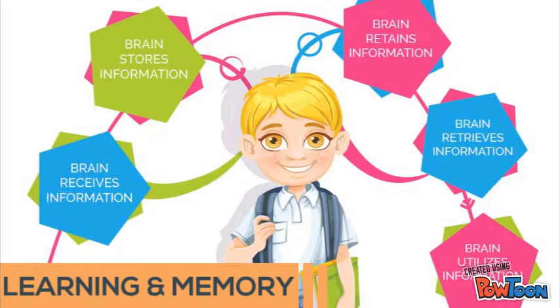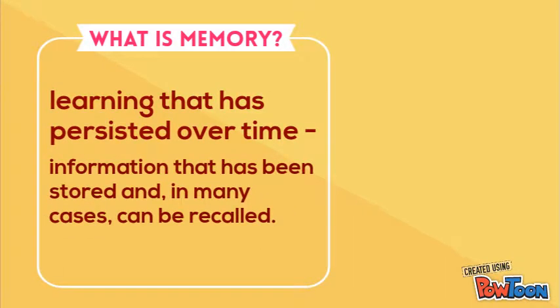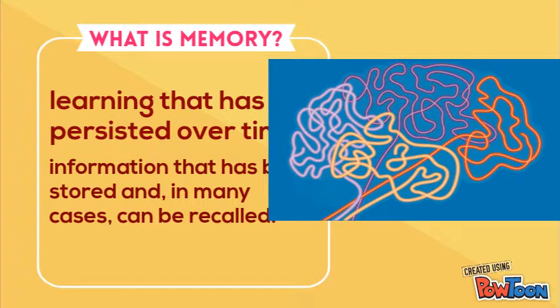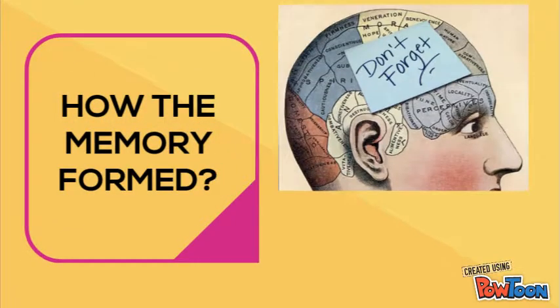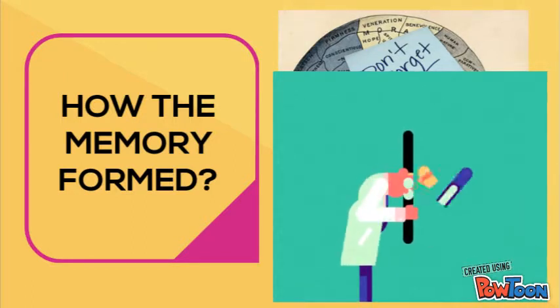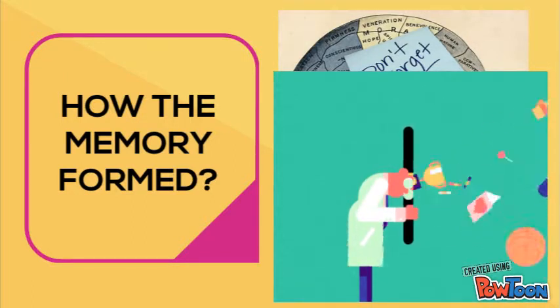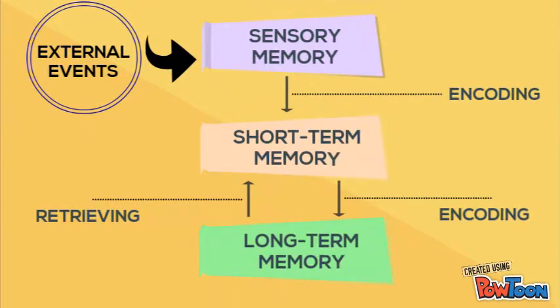What is memory? Memory is learning that has persisted over time, the information that has been stored and in many cases can be recalled. So, how is memory formed? The process of memory formation can be broken down into 3 stages. First, it is encoded into the brain, then stored for future use, and eventually retrieved.